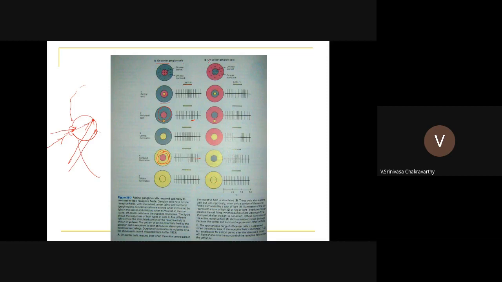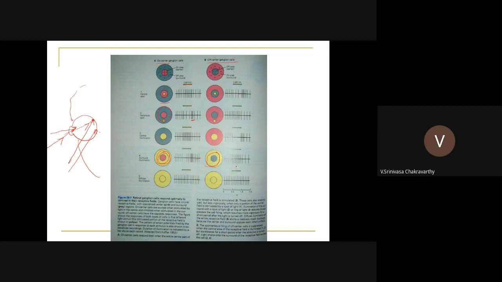Similarly, there are off-center ganglion cells where if you shine light in the center, it slows down the firing. If you shine light in the surround, it increases firing. So logically, if you shine light all over the center, it completely stops firing. If it shines light all over the periphery, this annulus, it increases the firing maximally. If you shine light all over the place, both center and surround, then there's no change in firing rate.